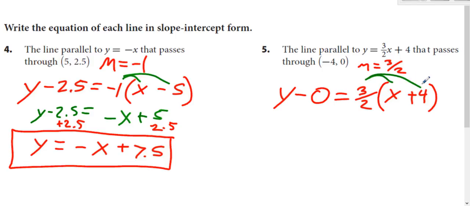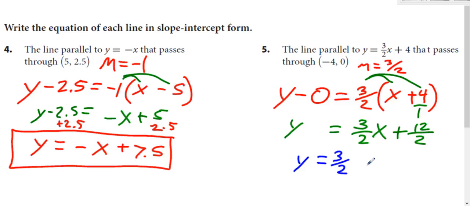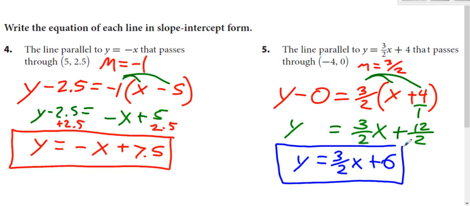Then distribute the slope, 3 over 2 times x, and then 3 over 2 times 4 over 1. Numerator to numerator, that's 12. Denominator to denominator, that's 2. The minus 0 doesn't do anything, so we can simplify the 12 over 2 to get 6. And now we have slope-intercept form.